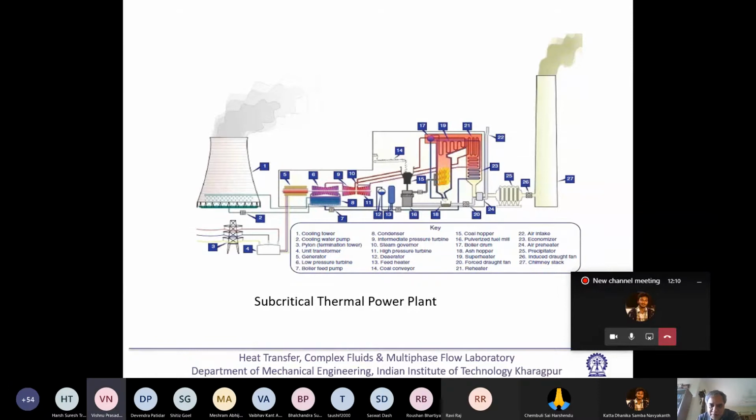But more or less, some sort of a rough figure of a steam-based power plant should be clear to you. Please tell me, what is the purpose of an air preheater?